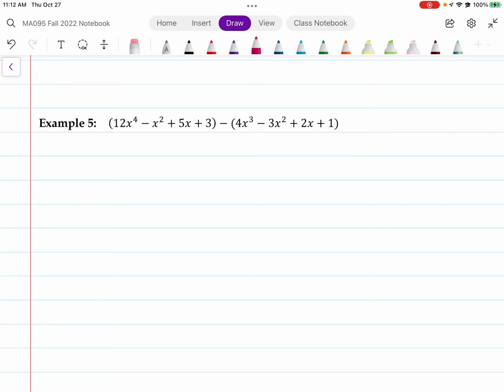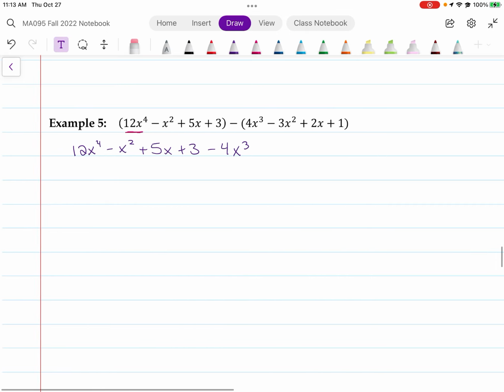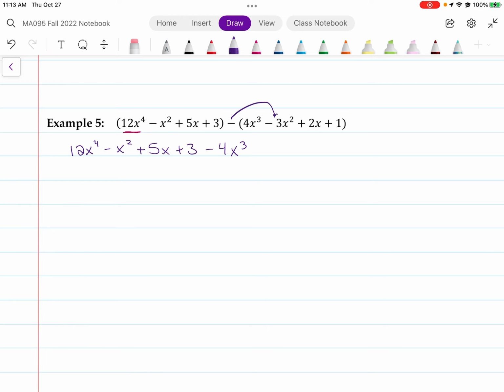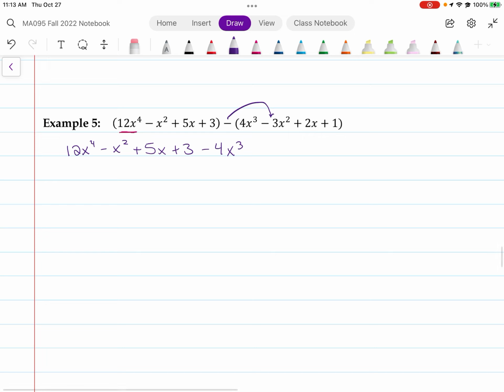Okay, so the first term on this side is an x to the 4th. The one on the right does not have an x to the 4th. So I'm going to, you know what, first I actually think I'm going to distribute. So I'm going to rethink this one. 12x to the 4th minus x squared plus 5x plus 3. Now I'm going to distribute this minus 4x cubed. All right, now I'm going to distribute it to here. So minus 3x squared, plus 3x squared. All right, so that's the next one.